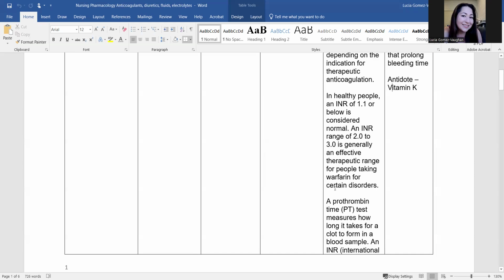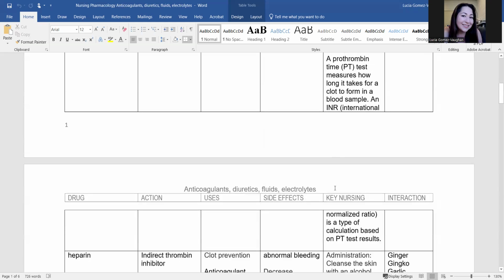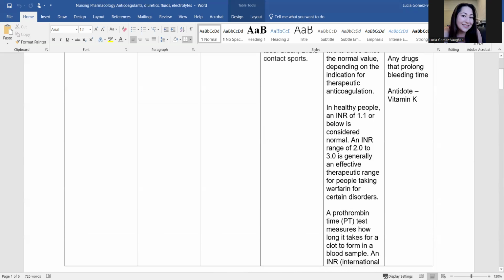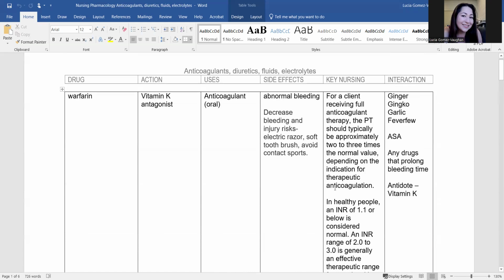A prothrombin time test measures how long it takes for a clot to form in a sample. An INR is a type of calculation based on PT levels. Interactions are going to be our ginger, ginkgo, garlic, feverfew, those herbs, because those herbs all prolong bleeding time.